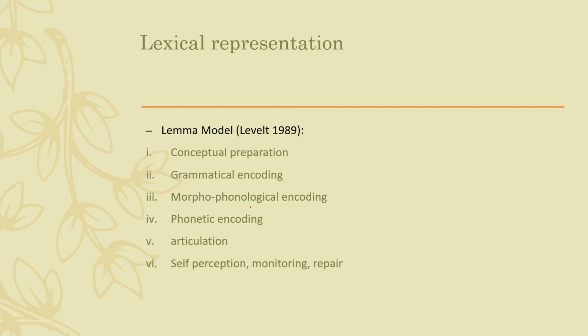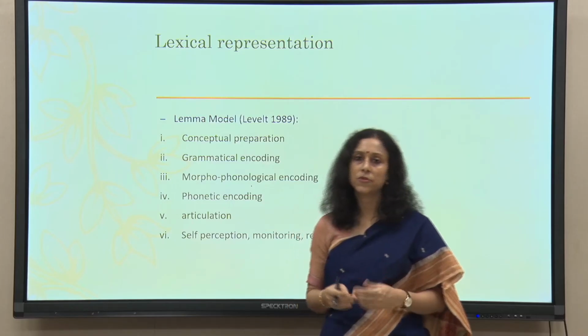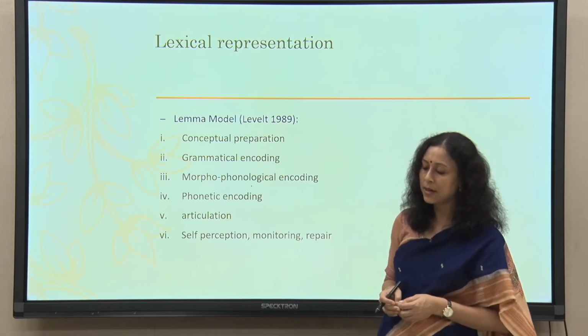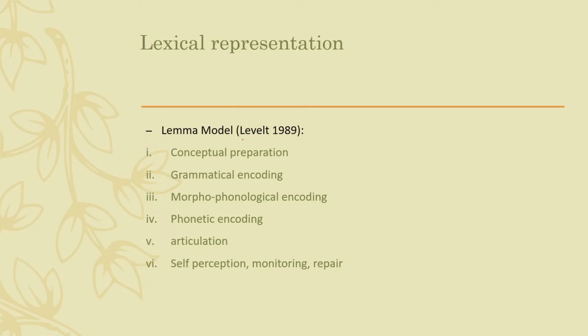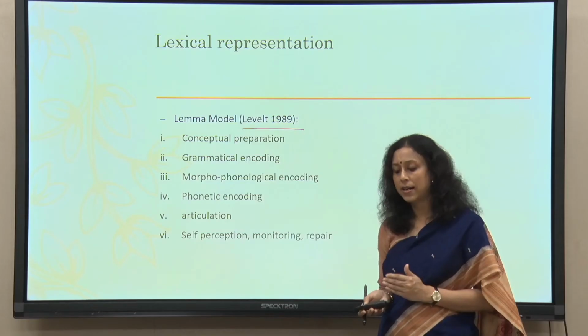One of the most widely accepted and most famous models for this lexical representation in the human brain was given by William Levelt in 1989. It is called the lemma model, and he proposes a 6 stage system through which speech production takes place. It starts with conceptual preparation, goes on to grammatical encoding, then morphophonological encoding, followed by phonetic encoding, then comes articulation.